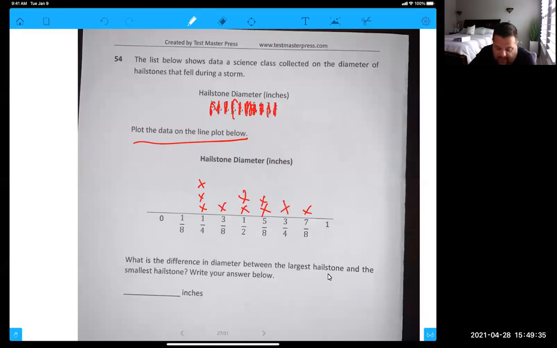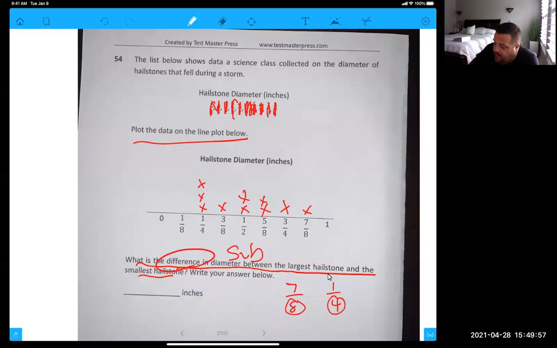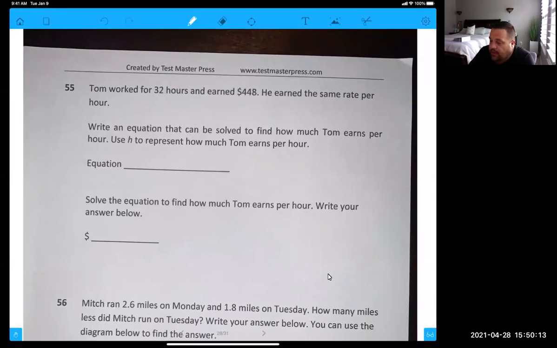And now it's basically asking you down here, what is the difference between the largest and the smallest? Well, the largest is 7/8. The smallest is 1/4. It wants the difference, which means you subtract. So you find a common denominator, and the common denominator would be 8, right? So 8 goes into there twice, times that is 2. So 7 minus 2 is 5, and your denominator stays the same. The difference is 5/8 of an inch. Okay, jot that one down. All right, pause and do number 55.